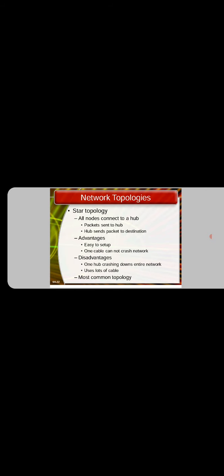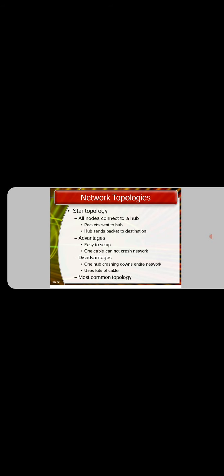So next is star topology. What is star topology? In star topology all nodes are connected to a hub, and packets are sent to the hub, which sends the packet to the destination. The advantages are that it is easy to set up and one cable cannot crash the network. The disadvantages are that one hub crashing brings down the entire network, it uses lots of cable, and it is the most common topology.